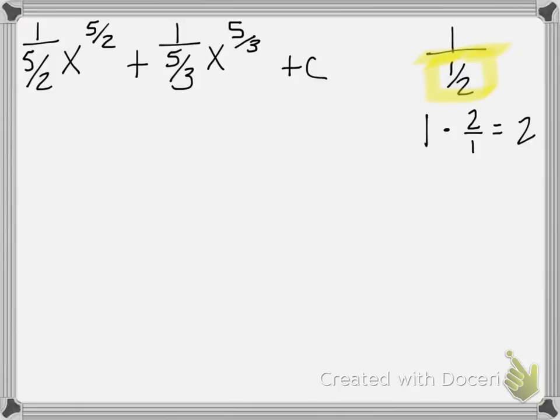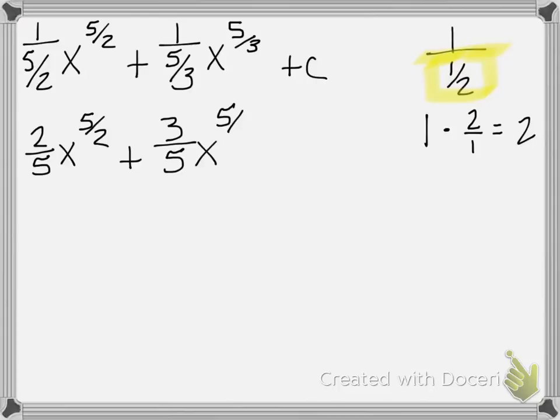So we have 1 over 5/2. We're just going to flip that one. So we're going to have 2/5 x to the 5/2 plus 3/5 x to the 5/3 plus our constant. So there's our answer that we get whenever we do the integration.